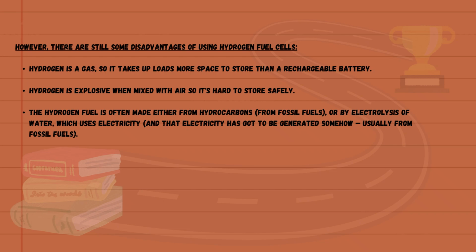However, there are still some disadvantages of using hydrogen fuel cells. Hydrogen is a gas, so it takes up loads more space to store than a rechargeable battery. Hydrogen is explosive when mixed with air, so it's hard to store safely. The hydrogen fuel is often made either from hydrocarbons, from fossil fuels, or by electrolysis of water, which uses electricity. And that electricity has got to be generated somehow, usually from fossil fuels.